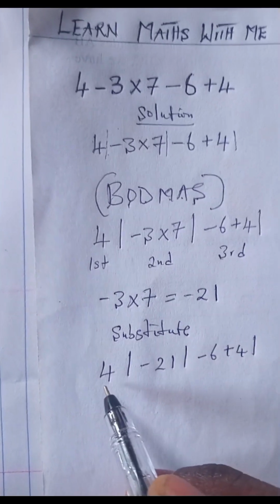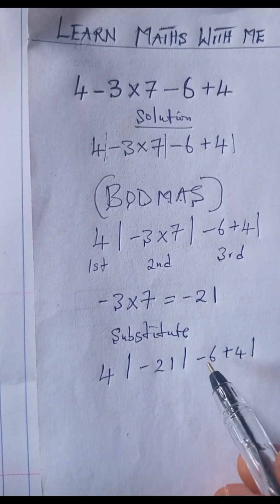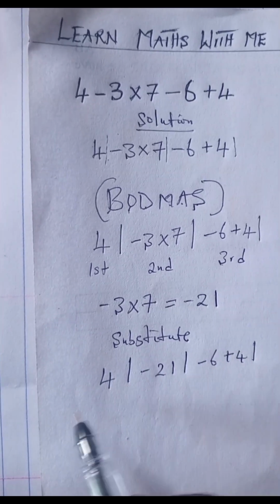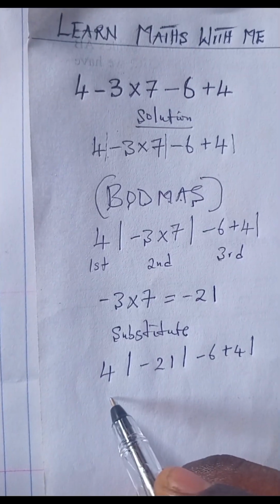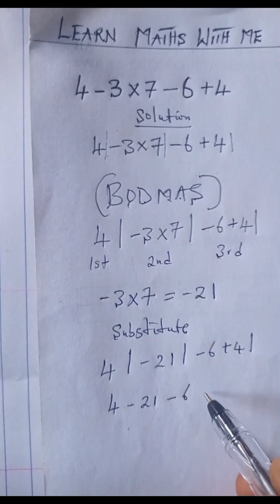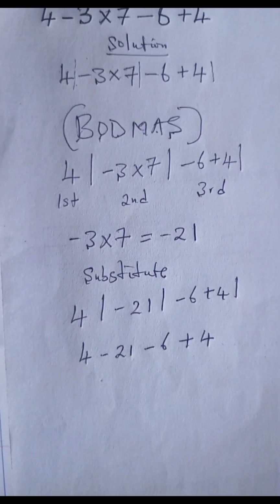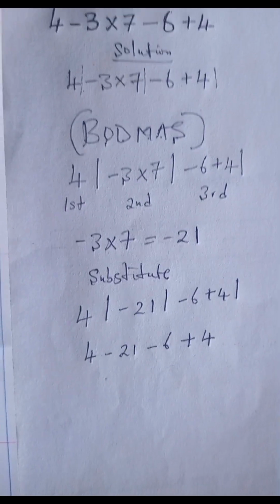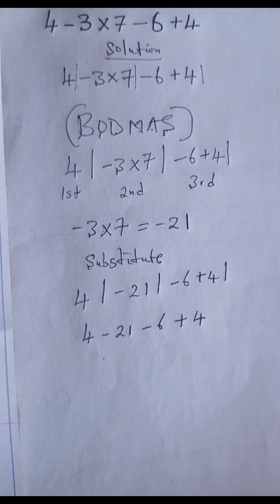So this is the first part of the equation. The second part of the equation is now minus 21, while the third part is minus 6 plus 4. So you can now write it very well to become 4 minus 21 minus 6 plus 4. So this is where we are. So the next thing we are going to do is the final simplification, so that we can get our final answer.